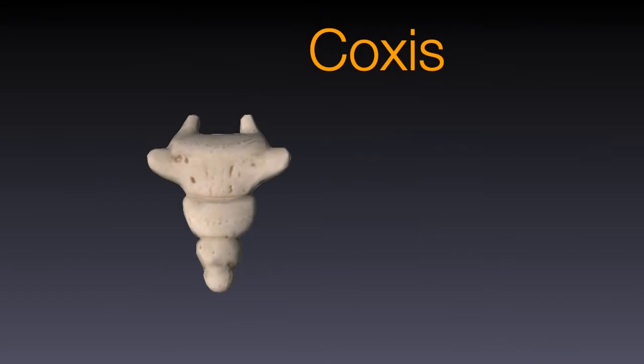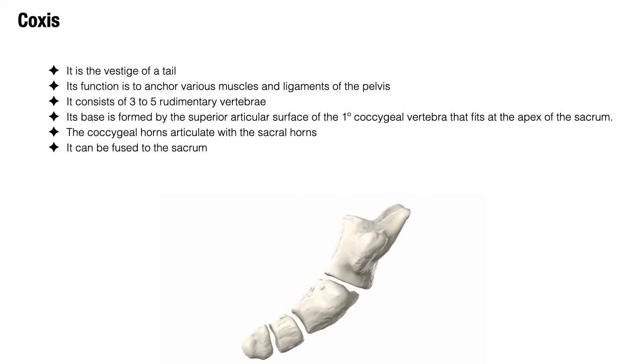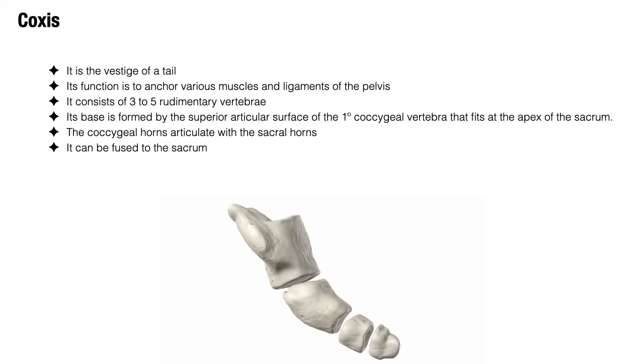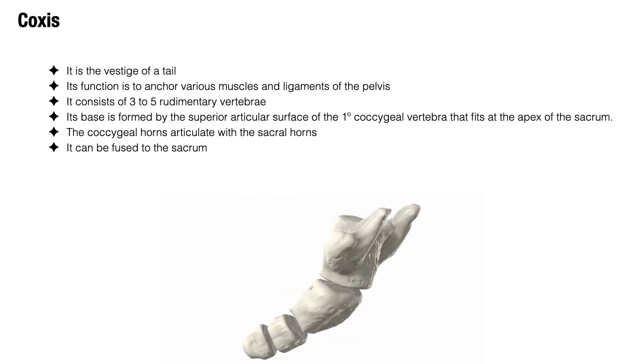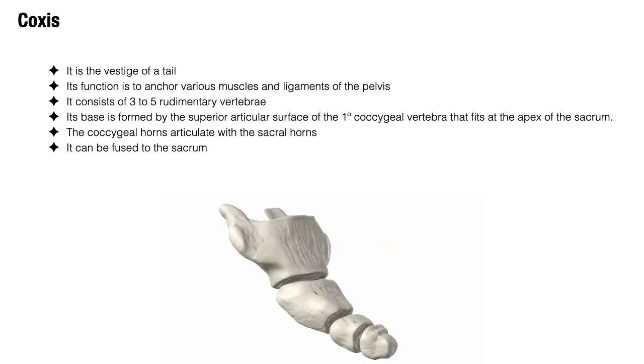And the last one is the coccyx. It is quite simple and represents an old tail we used to have. Its only function is to provide a bony anchor to several muscles and ligaments of the pelvis, although those are important.